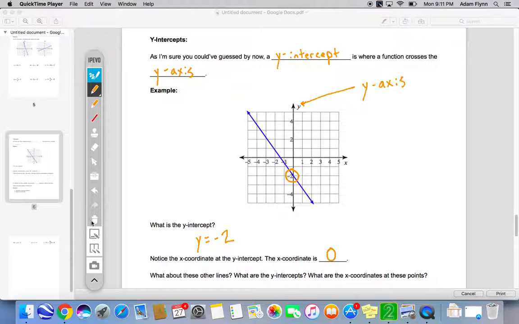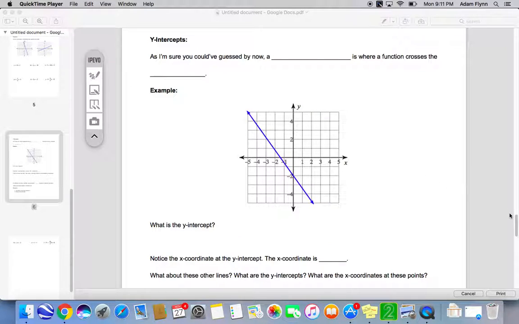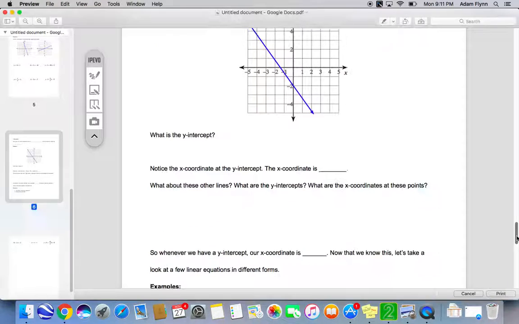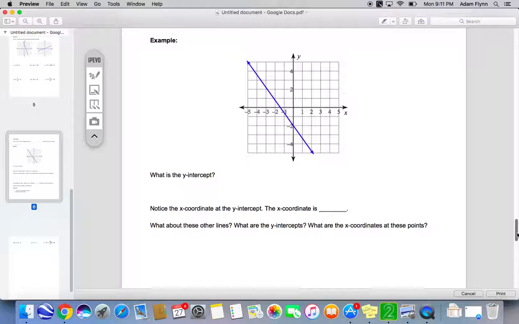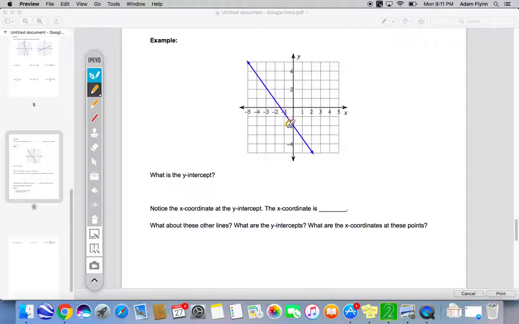I need to scroll down a little bit. Okay, so let's say I draw a couple more lines here. So let me circle this Y-intercept again. So let's say I have this line right here, and I have this line right here. Okay, I'm going to circle the Y-intercepts.